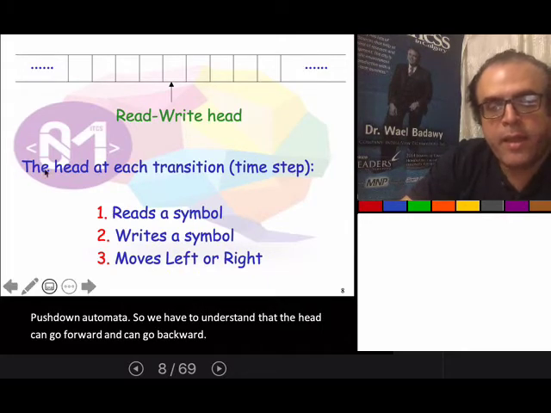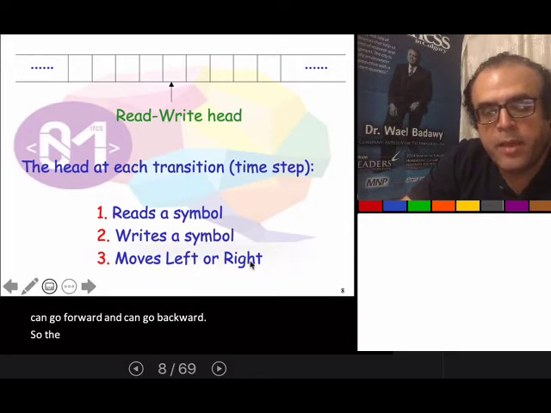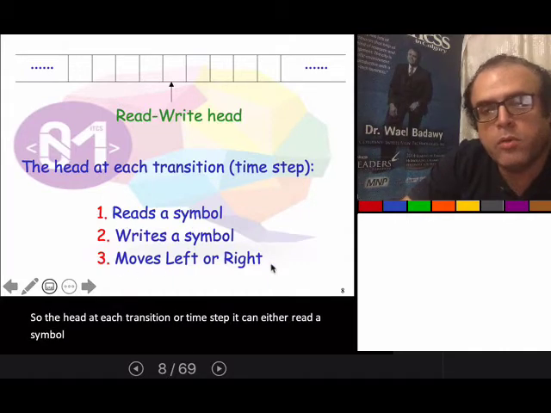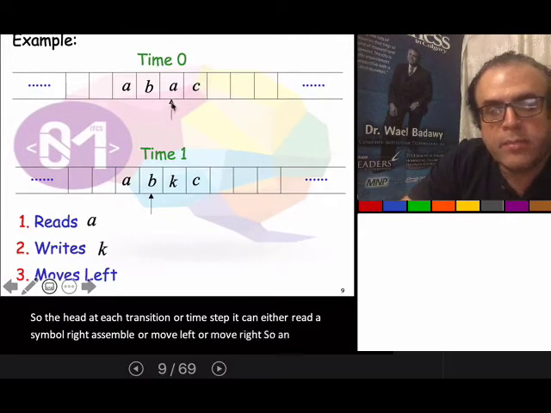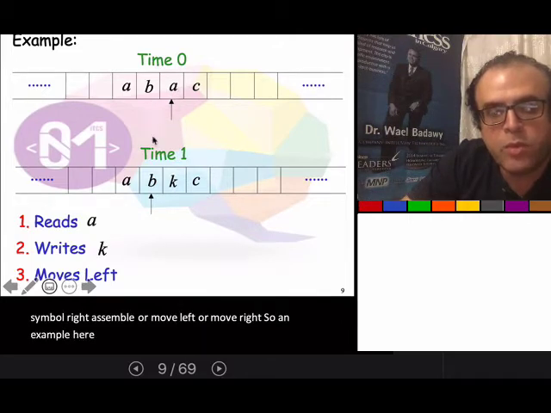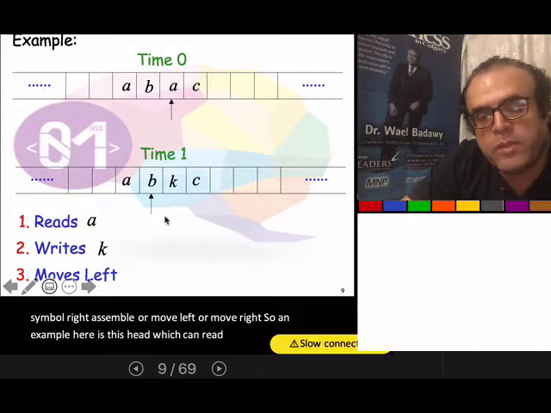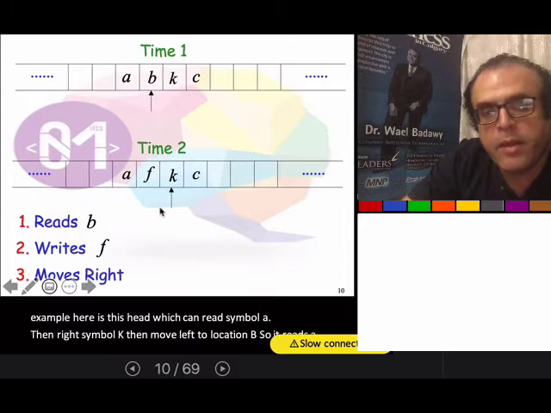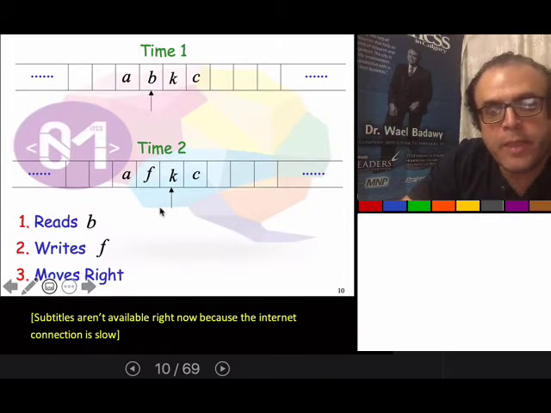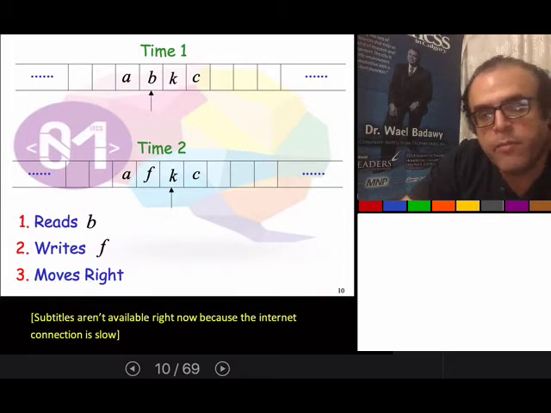So we have to understand here that the head can go forward and can go backward. At each transition or time step, the head can read a symbol, write a symbol, and move left or move right. An example here is a head which reads symbol A, then writes symbol K, then moves left to location B. So it reads A, it writes K, and then it moves to the left. When the head moves, we consume this as a time step. Here is another example where it reads B, writes F, and then moves right.